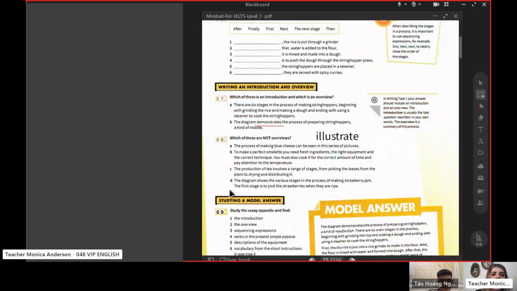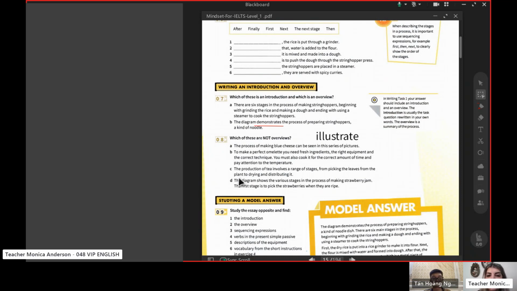Well, okay, now see. The production of tea involves a range of stages, from picking the leaves from the plant to drying and distributing it. What is this? Yes, it's an overview. Very good, of course.